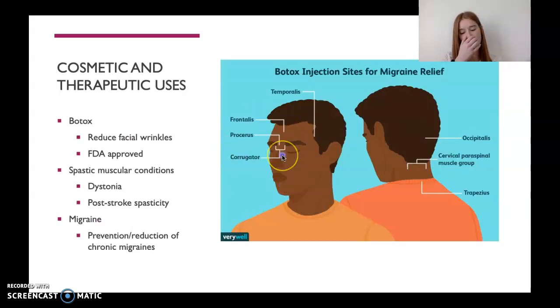As mentioned previously, the botulinum neurotoxin has been employed for a number of uses, both good and bad. So some good uses include some cosmetic and therapeutic applications. We have Botox, used to reduce facial wrinkles. It's also used to treat spastic muscular conditions, like movement disorders, where people's muscles contract uncontrollably, like dystonia and post-stroke spasticity. And it's also used to prevent and reduce chronic migraines.